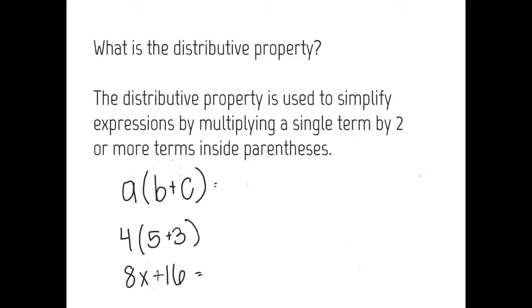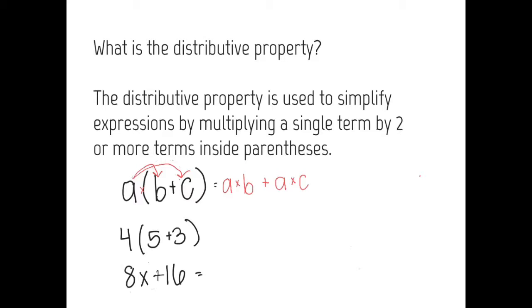So looking at this example, I have A parentheses B plus C. To distribute means to give. I'm going to give this A. Also, what operation is happening here between the A and the parentheses? Multiplication. So I'm going to give this multiply by A to both B and C inside the parentheses. So you end up with now an equivalent expression, which is why we use the equal sign. A times B plus A times C. Those are 2 equivalent expressions.